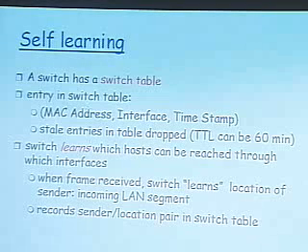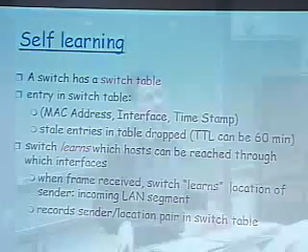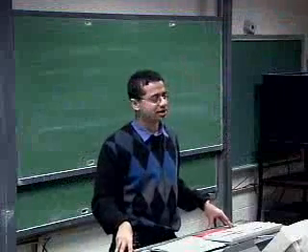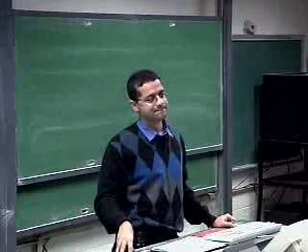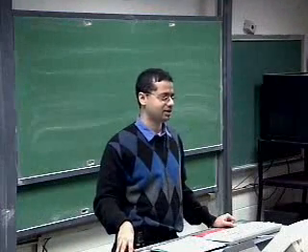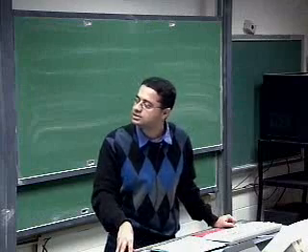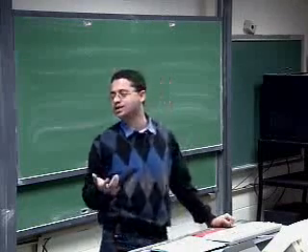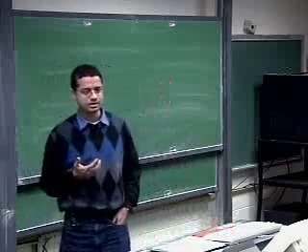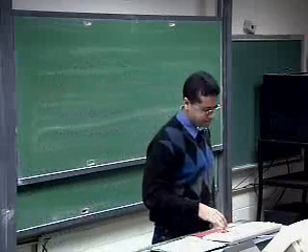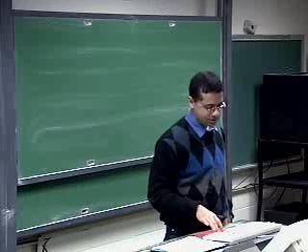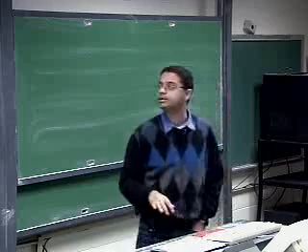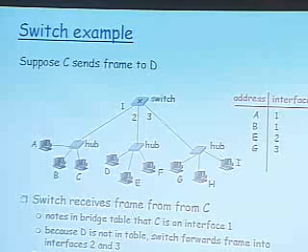So to prevent these loops, switches also implement a spanning tree algorithm. So the whole network is converted into a spanning tree and frames are forwarded only along spanning trees to prevent switching loops. So that sort of adds to the complexity of switches beyond hubs. So we saw what filtering and forwarding means in the context of a switch versus a hub.